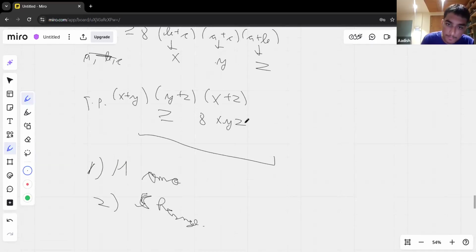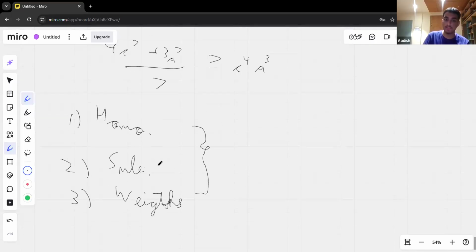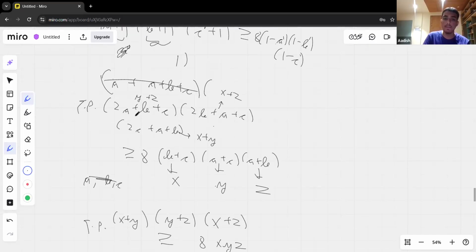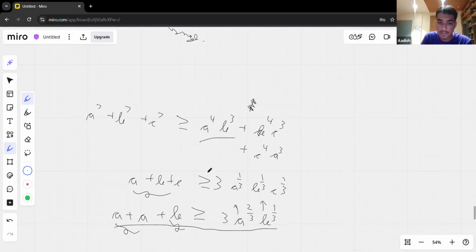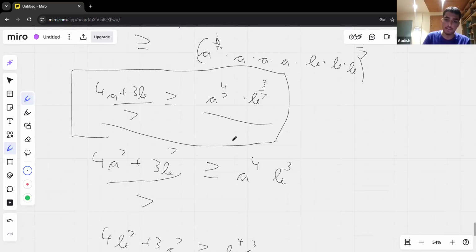Okay, very good. What is second and third? Substitution. Substitution is whenever you have a weird looking inequality, instead of using A, B, C as your variables, you make new variables. Here we replaced B plus C by X, A plus C by Y, A plus B by Z. And weights is what we just did.